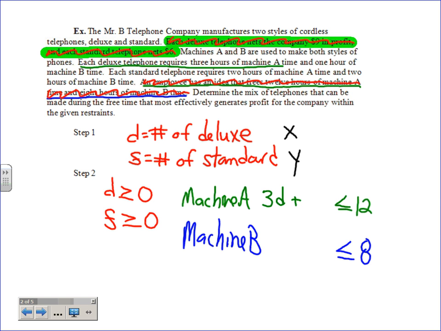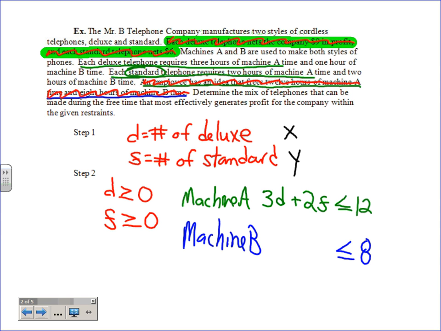Where's the other machine A information? That's the hard part. Exactly. It's kind of right below that, isn't it? It's right here, the machine A information. So we're going to go 2 for each what? 2 for each standard. Does that look like an inequality that all deals with hours?